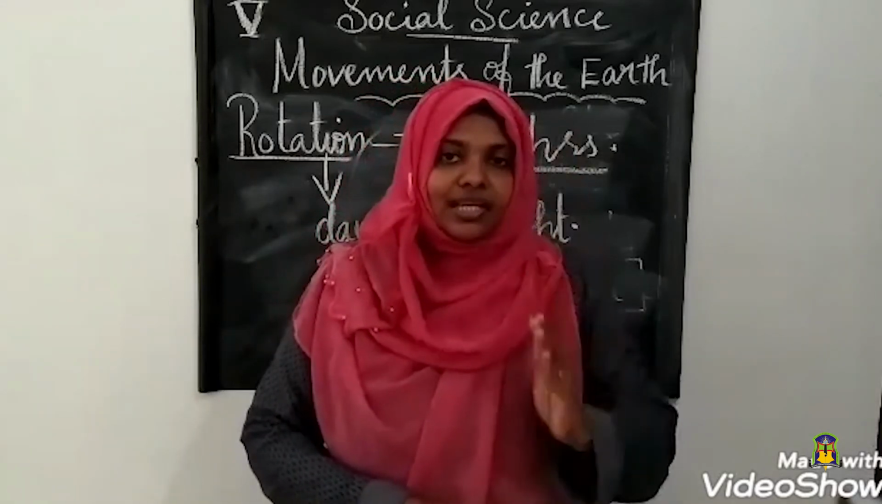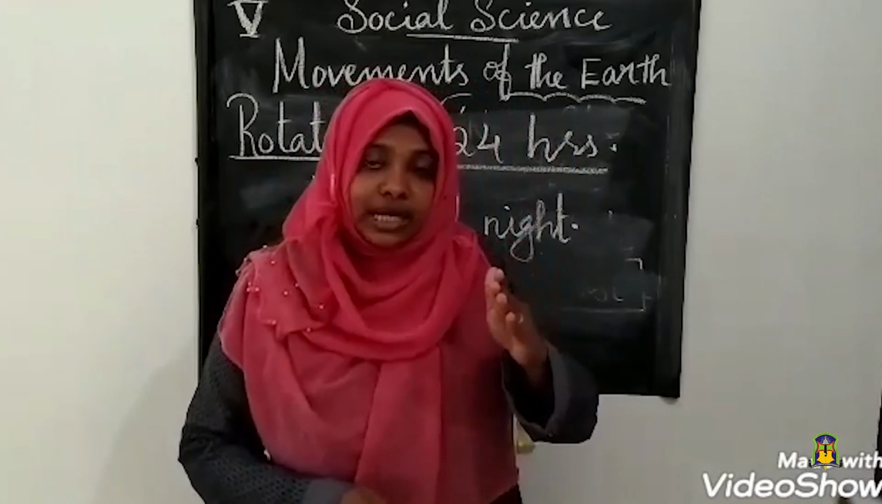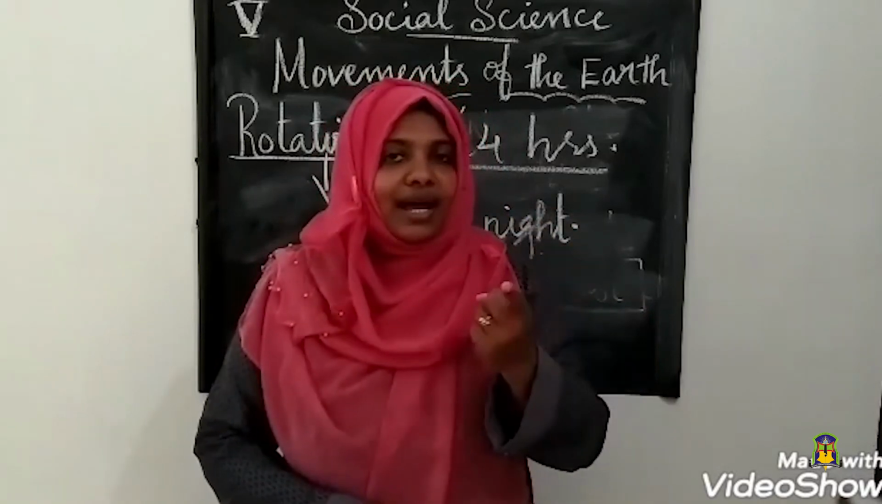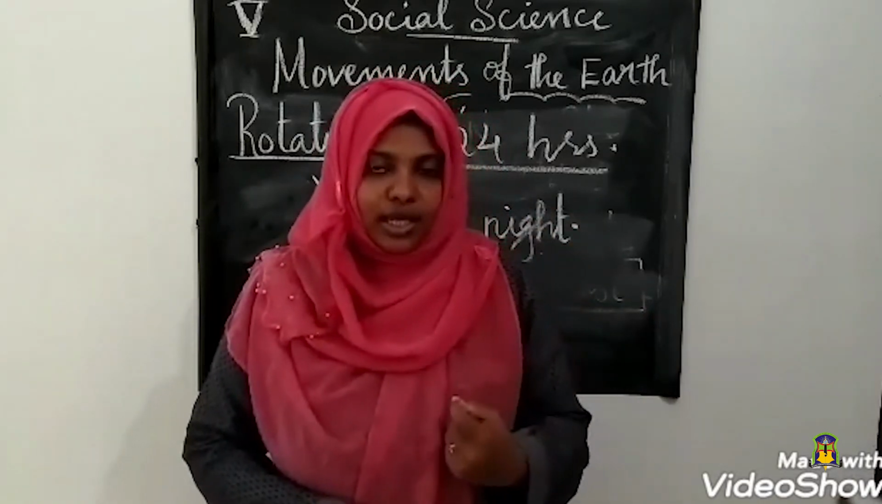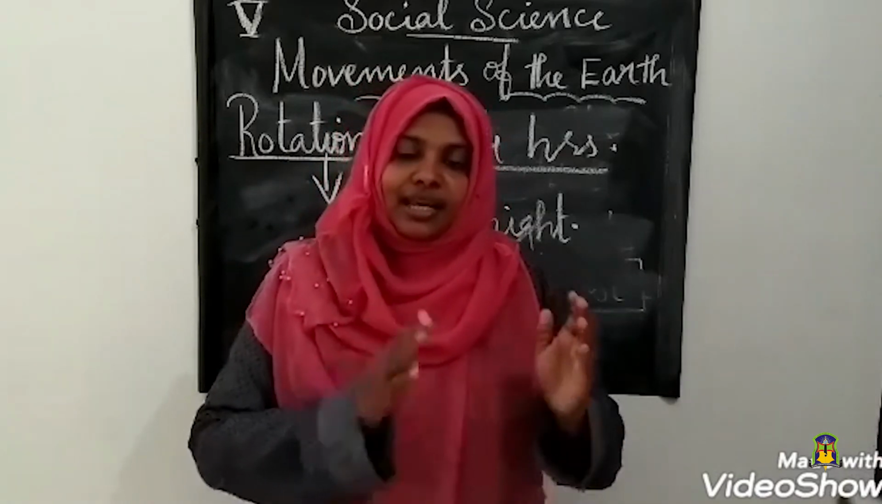Before winding up the class, let's revise the important points once again. Axis is an imaginary line drawn through the center of the Earth, joining the North Pole and South Pole. The Earth's axis is tilted at an angle of 66.5 degrees to the plane of the Earth's orbit. What do you mean by rotation? The spinning motion of the Earth on its own axis is called rotation. And the rotation of the Earth causes day and night.